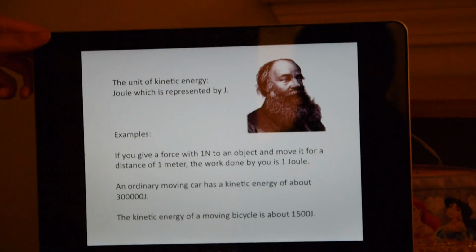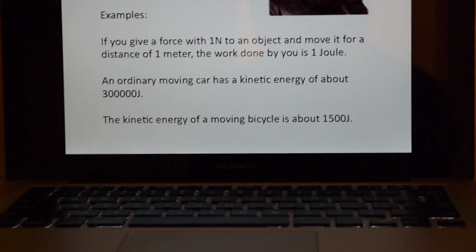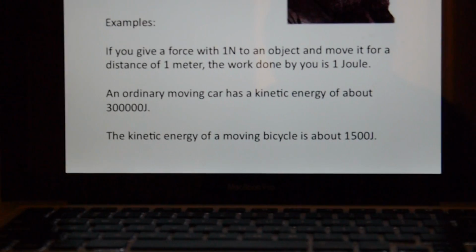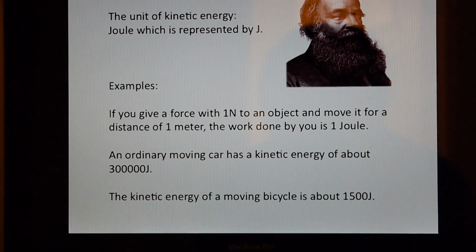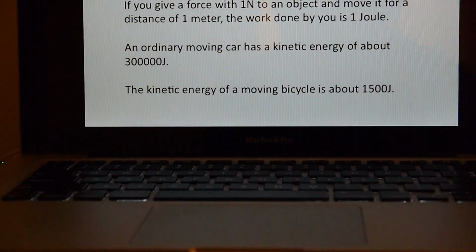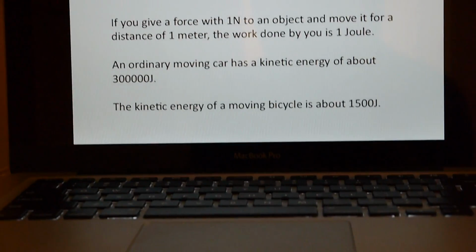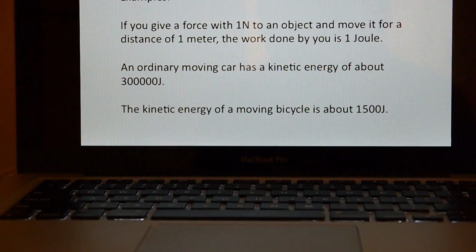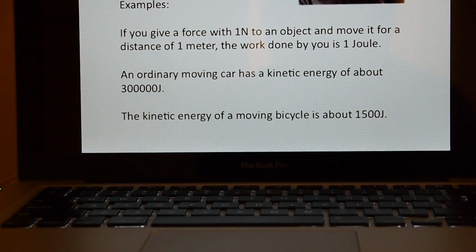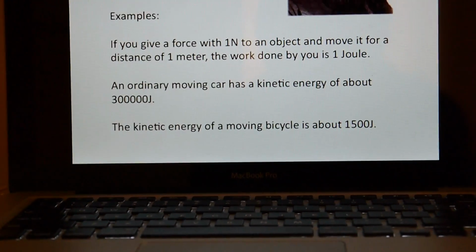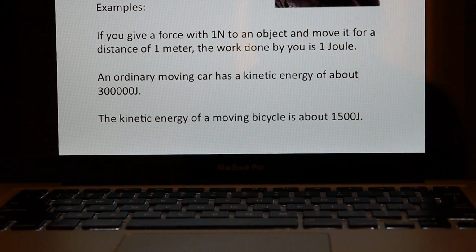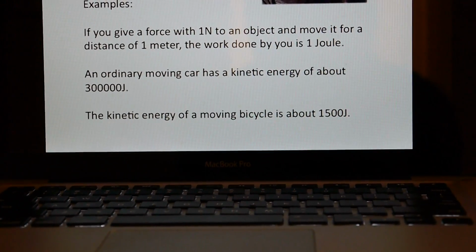So an ordinary moving car has a kinetic energy of about 300,000 joules. That is a lot of energy. But the kinetic energy of a moving bicycle is just about 1,500 joules, which is much less than the kinetic energy of a moving car.